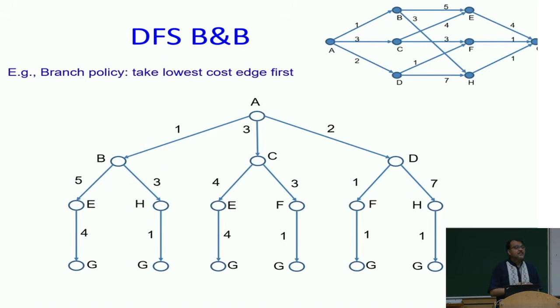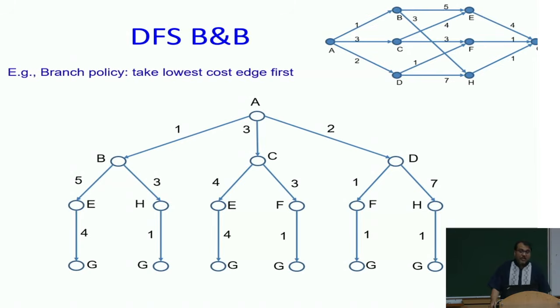And let us talk about the branching mechanism here. Let us say you can have any branching mechanism. Let us take a simple branching mechanism of lowest cost edge first. Now, this is just an example. We can take a different branching mechanism, but in this example we are going to go to the lowest cost edge first. And let us say we have the heuristic function as the lowest cost edge coming out of this node. So, heuristic of B would be 3, because we will at least have to pay 3 to reach the goal. Heuristic of C would be 3, heuristic of D would be 1.